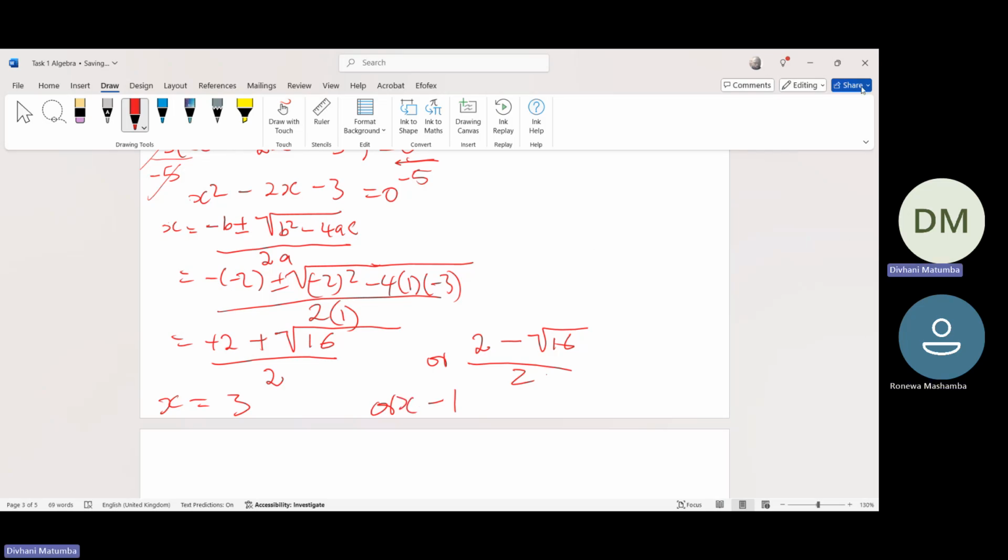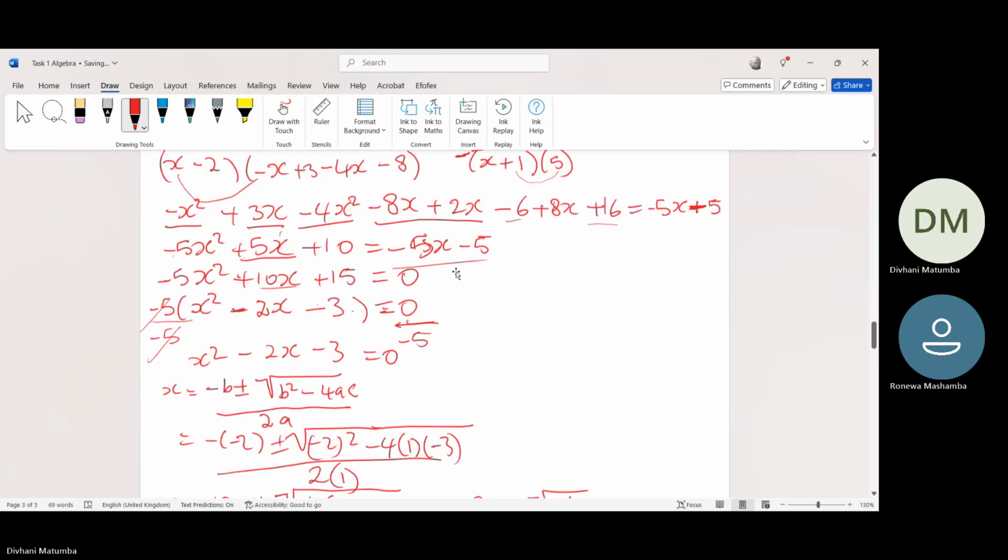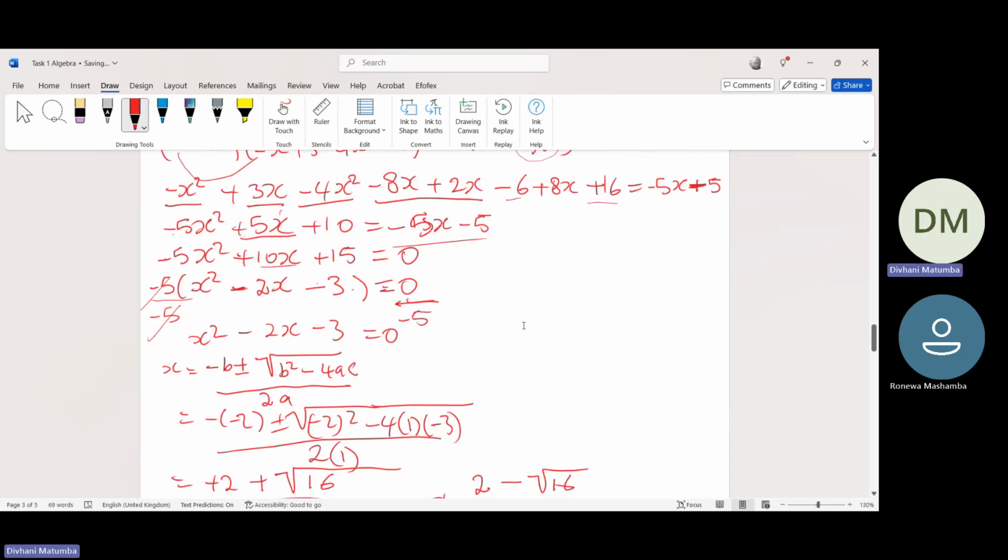Or you could have factorized. Are you good with factorization? Not really. Okay, with factorization, you take the third term, which is minus 3, and break it into factors. The first bunch of factors will be minus 3 times 1. The other one will be 3 times minus 1. Those are the only factors you can talk about.